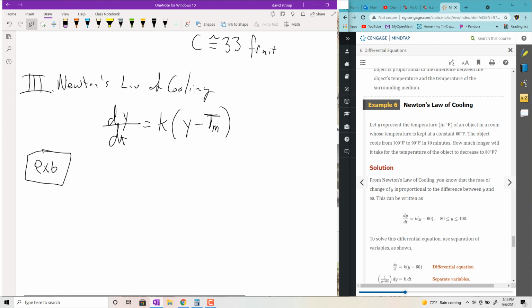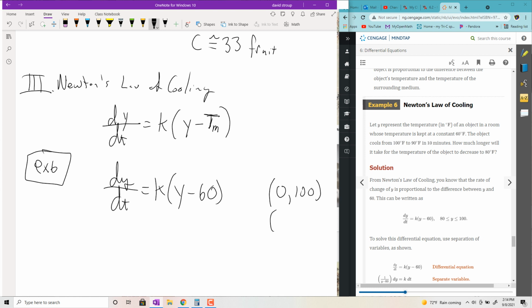So what are we doing here? Let y represent the temperature of an object in a room whose temperature is kept at a constant 60 degrees Fahrenheit. So our differential equation should be k times (y minus 60). They give us some initial conditions. The object cools from 100 to 90 degrees in 10 minutes. So the original temperature is 100, and then after 10 minutes we get 90.